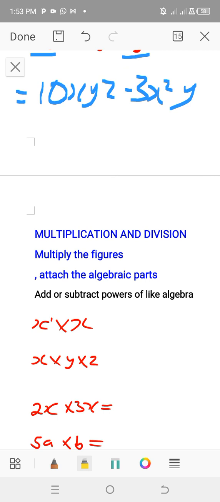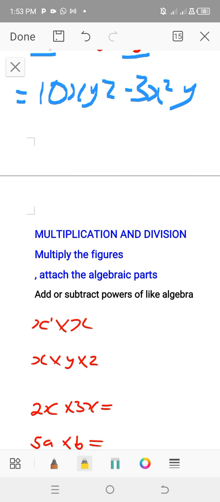So the rule to know here is that you should multiply the figures and attach the algebraic part. That is, the coefficients attached to the terms are multiplied and the algebraic parts are brought together. But if they are the same algebraic term, you add their powers or subtract their powers depending on if it is multiplication or division. If it's multiplication, you add the powers. If it is division, you subtract the powers.